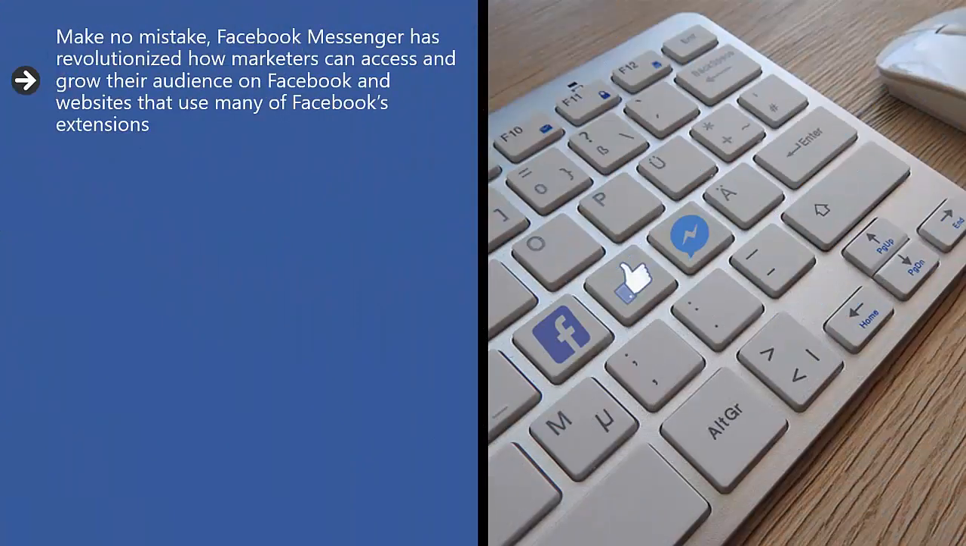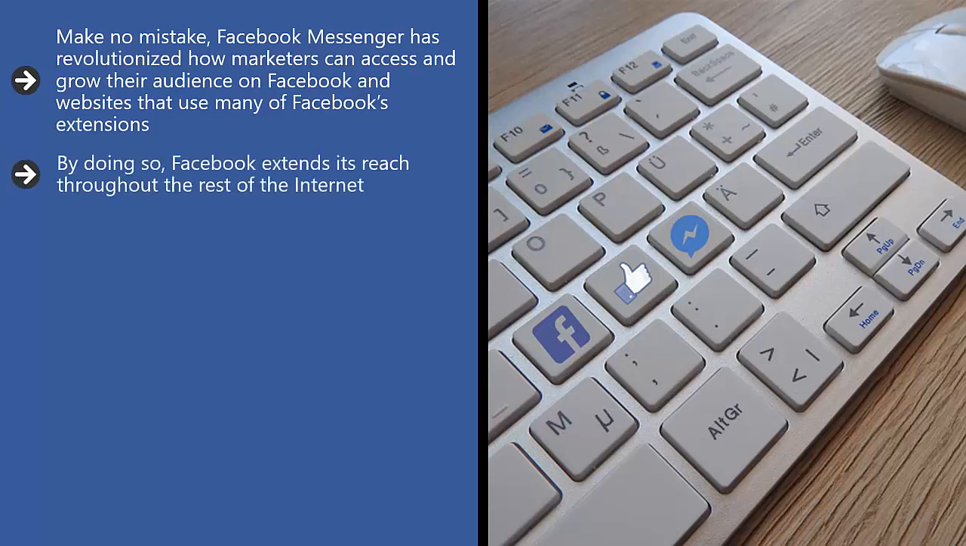Make no mistake, Facebook Messenger has revolutionized how marketers can access and grow their audience on Facebook and websites that use many of Facebook's extensions. Please understand that Facebook is not just one platform. It is actually a set of related properties. It also shares key parts of its functionality with third-party websites.